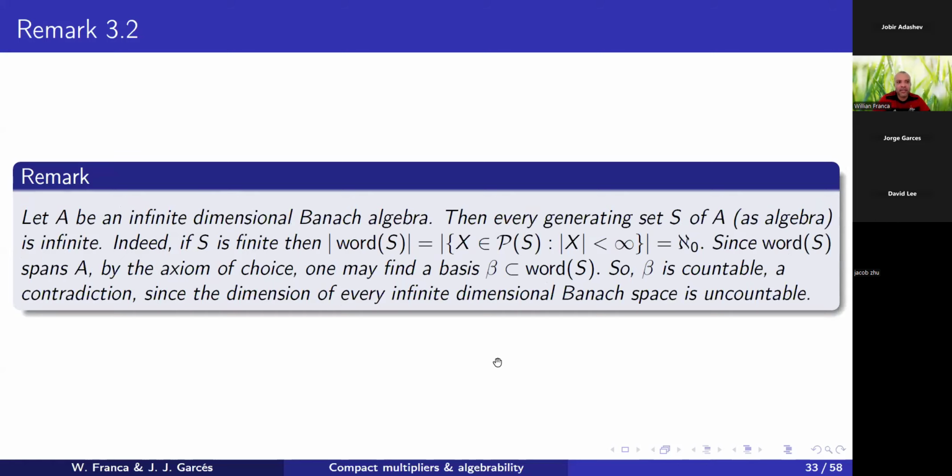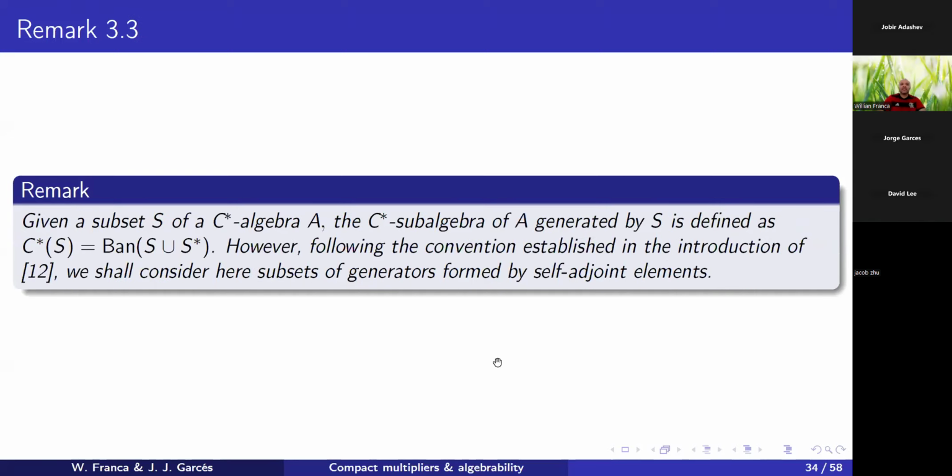A remark, okay? If A is an infinite dimensional Banach algebra, then every generating set of A has to be infinite. This is a very basic argument, so I'm not going to spend much time on it, but it's important because at some point we're going to use it. Okay, so if it is infinite dimensional, every generating set of A as an algebra is infinite. All right. Now let's start moving forward to the definition of a generating set for a C-star algebra.